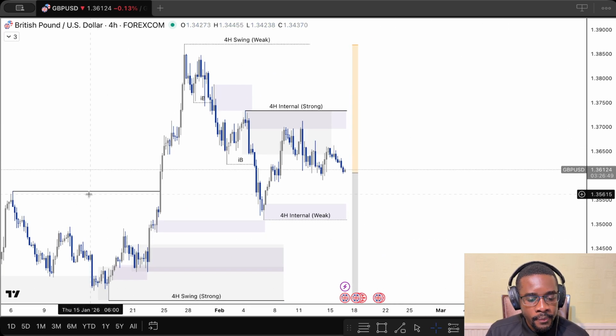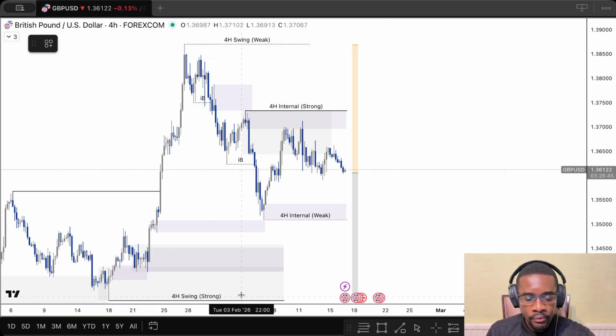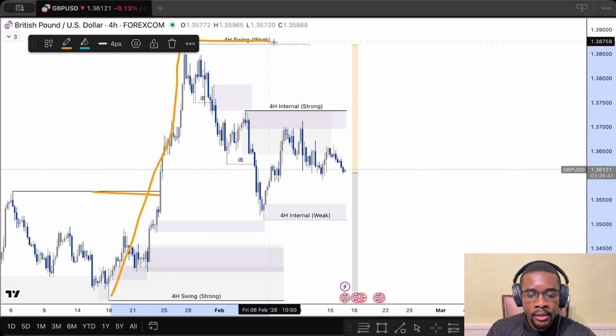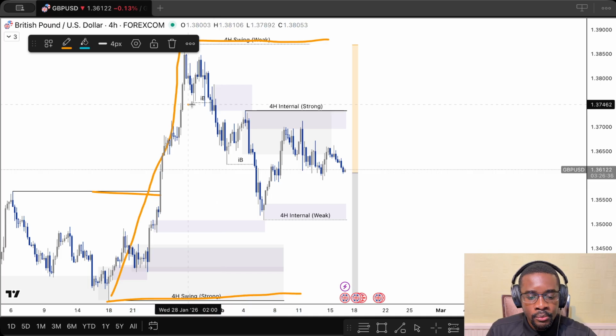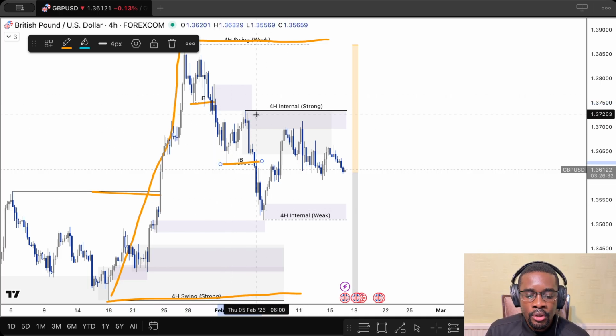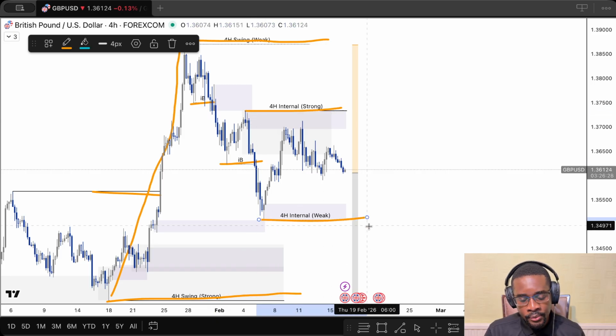Alright, so our swing, this is where we had our last swing break. Okay, bullish. So we had our swing break bullish, and then this is the range we're in. And then since then, price has been breaking structure to the downside, coming down. So internally we are bearish, and then this is the range for the internal that we have.